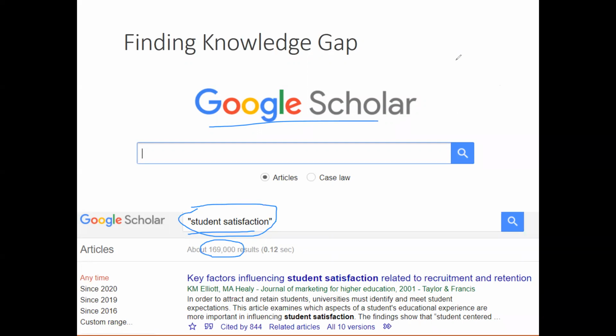But you want to narrow it down. How can we narrow it down? We can narrow it down by finding the number of articles that are published since 2020. So when I narrow it down, I want to see how many papers have been published on the topic of student satisfaction since 2020.